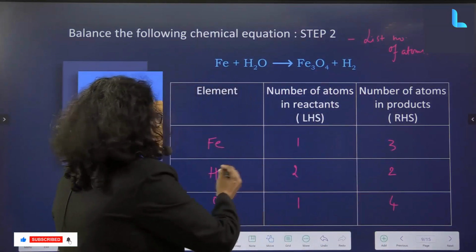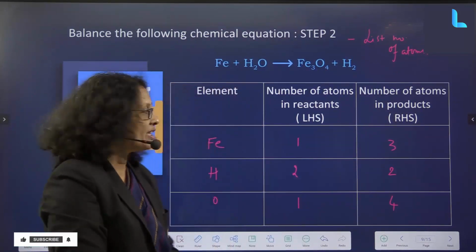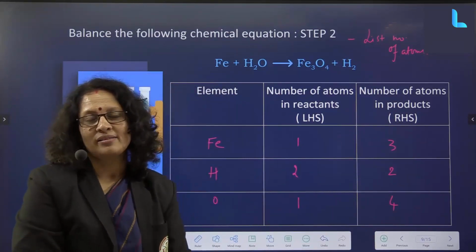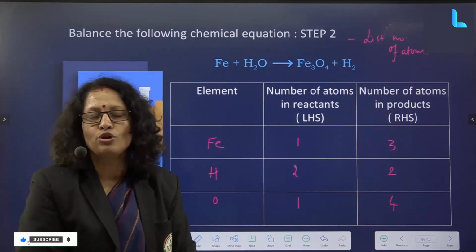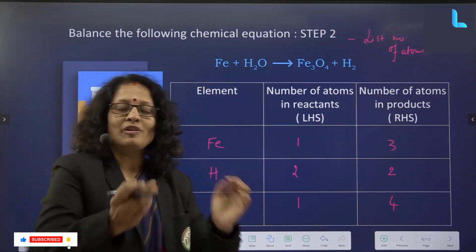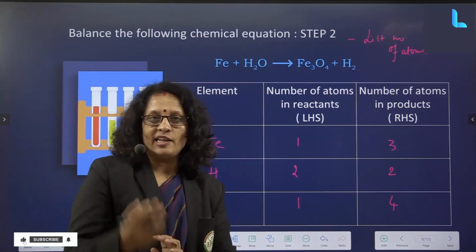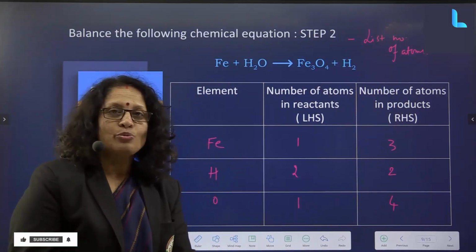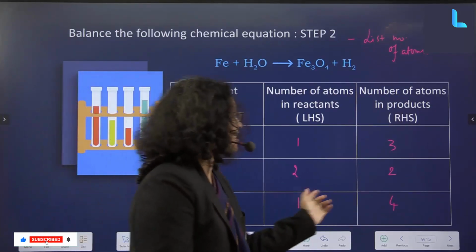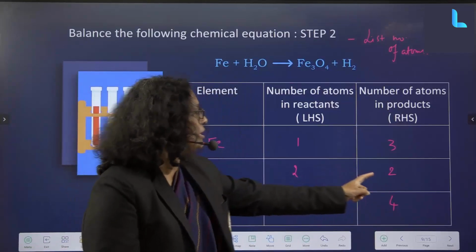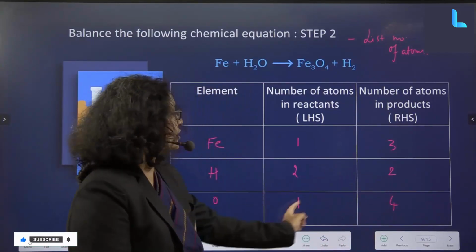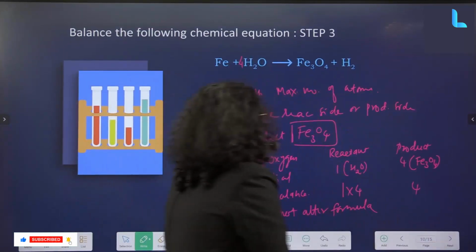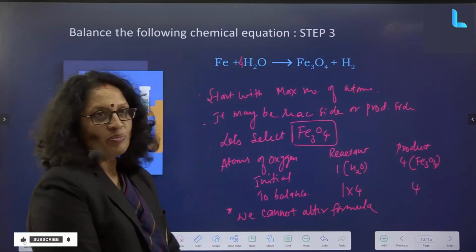4. Now we can see the number is not balanced. We can see left hand side 1 iron, right hand side there are 3. It's not the same on the left and right hand side. So we need to balance this equation. First we will find out which elements we have to balance. Whichever elements are unequal should be made equal on the left hand side and right hand side. We can see here only hydrogen is equal, but oxygen is unequal, iron is also unequal. So let's check here. Now we will start step 3.